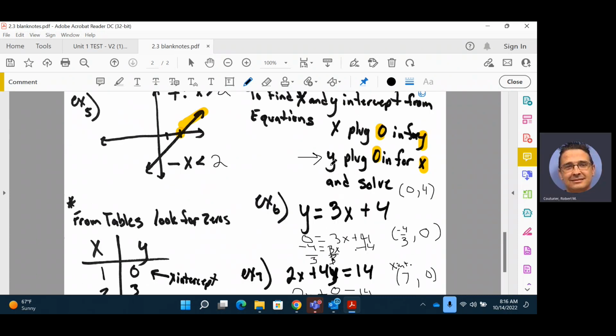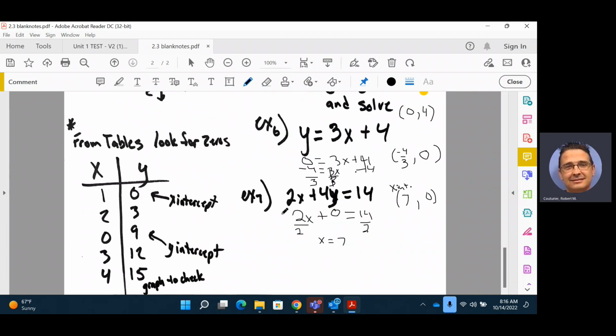Great. Now we got to do the reverse. Back to our directions. When we look here, to find our y-intercept, we plug in a 0 for x. So I'm going to do that. Plug 0 in here for x. Well, that turns that to a 0. Plus 4y equals 14. I can't do anything, don't even have to worry about that. I can divide by 4 to get my y by itself.